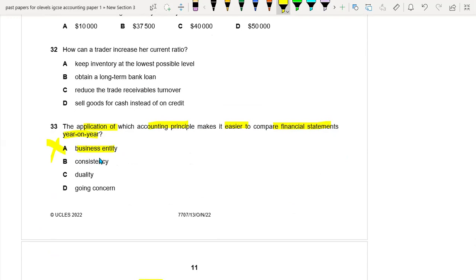Consistency. Consistency can be useful for this, because consistency says that, for example, if you are making your final accounts on 31st September, it means that your year should end each year on 31st September. And if you are using any specific depreciation method to depreciate your non-current assets, you should use that specific method over the years. So this is basically consistency.